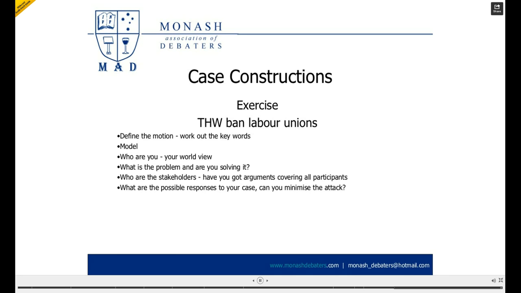Cool. So in conclusion, to sum all that up, hard and soft lines. Don't be too weak. Don't be too crazy. Think about your responses, build them in, and make sure your model actually solves the problem, please.